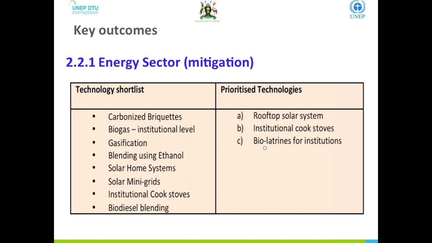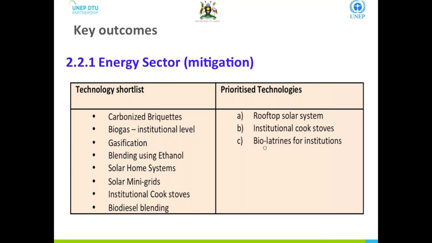These are the outcomes that I was talking about, which the different sector working groups identified. Going forward, out of the long list, if you look at this slide, on the left is the list of technologies that our consultants came up with. But during the prioritization session, we came up with a short list that you see on the right, A, B, C. This is in the energy sector, which is mitigation.